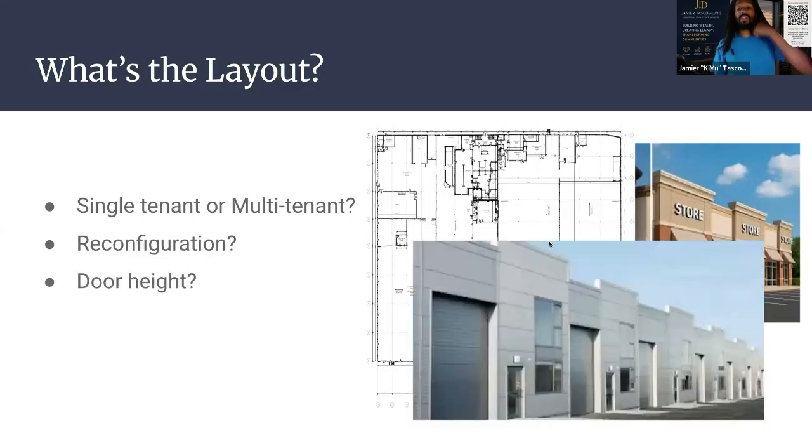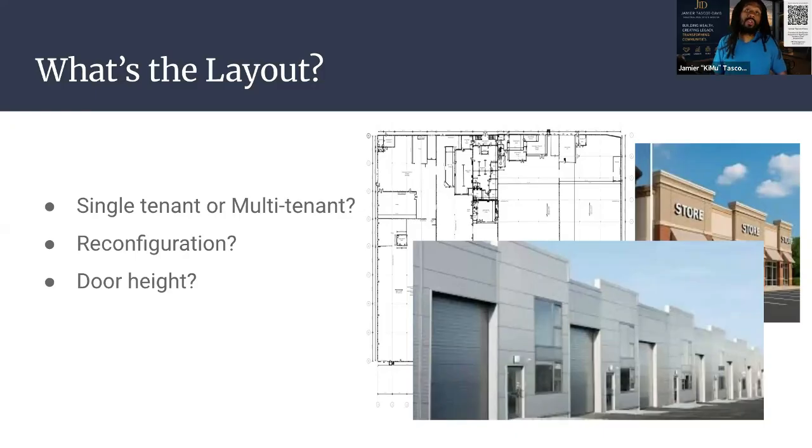Another thing is door height that you definitely want to consider. The bigger the doors, the more versatile the property can be. Especially for big warehouse buildings, you want bigger doors. And when I say bigger, we're talking about 24 feet. It's important because you might have a tenant that requires tractor trailers.